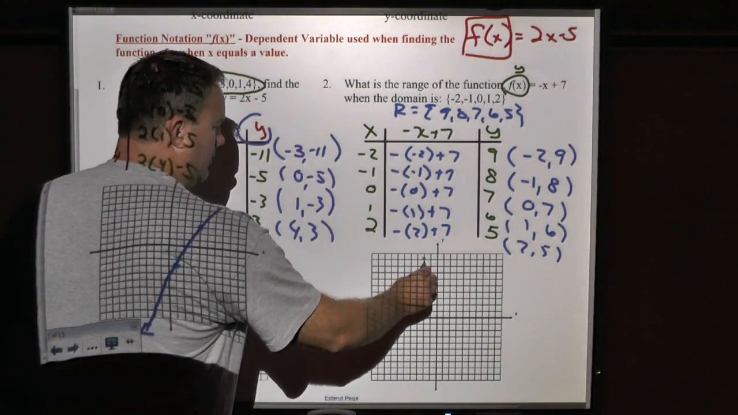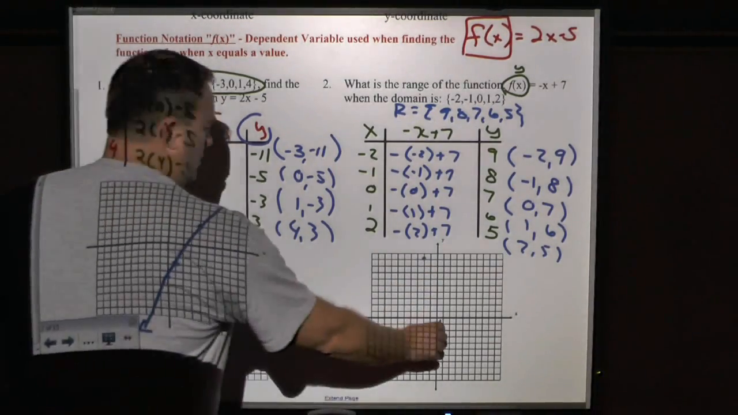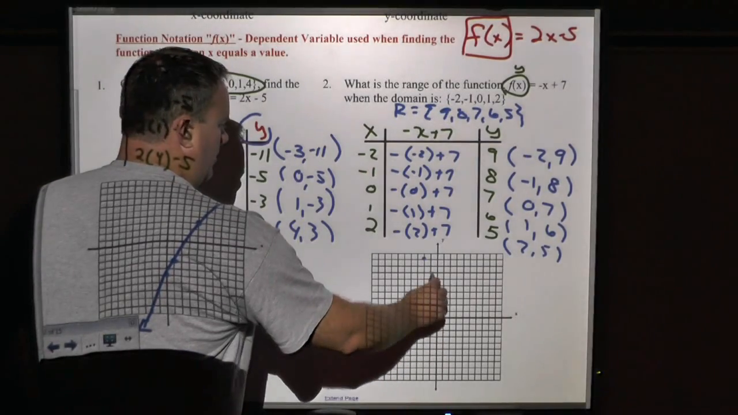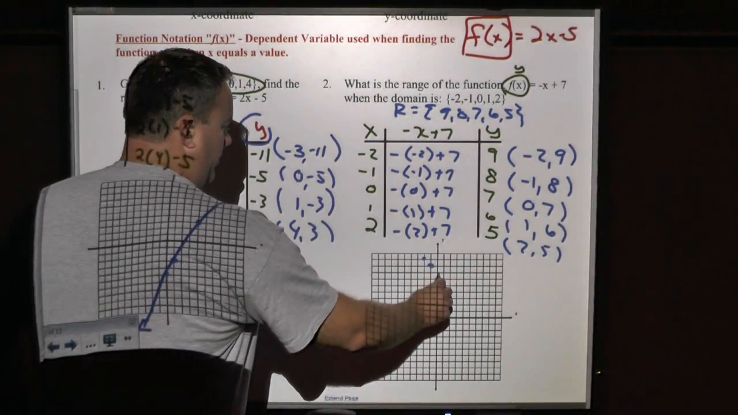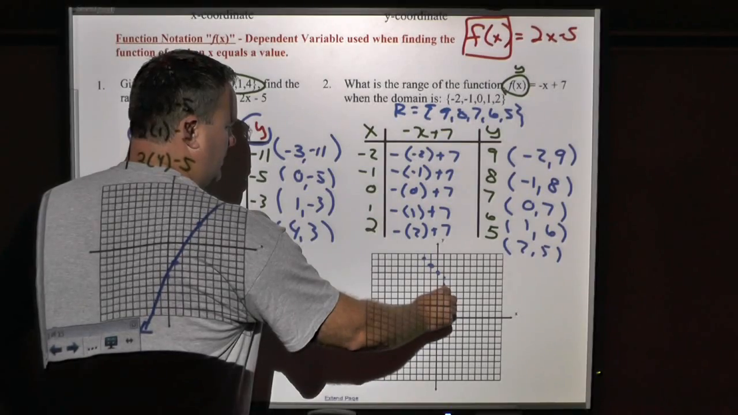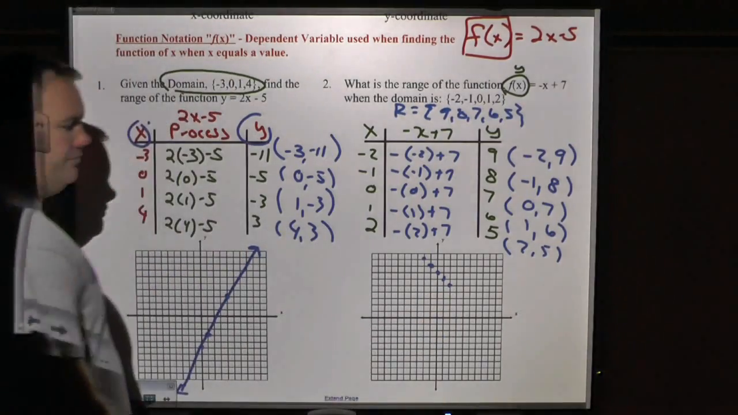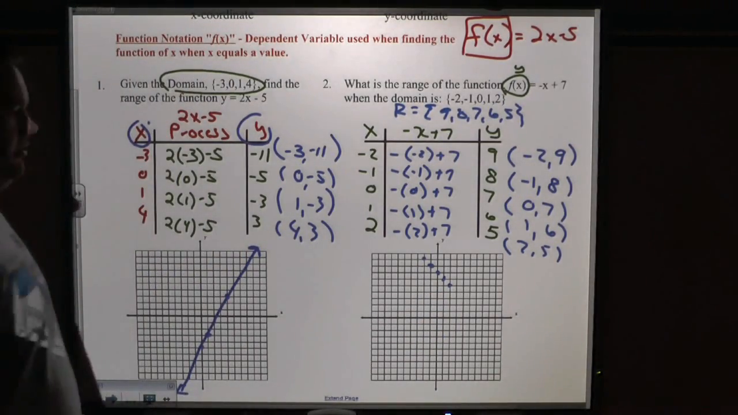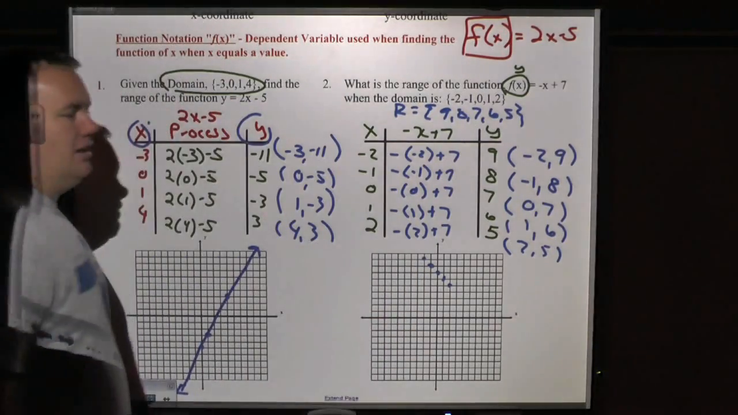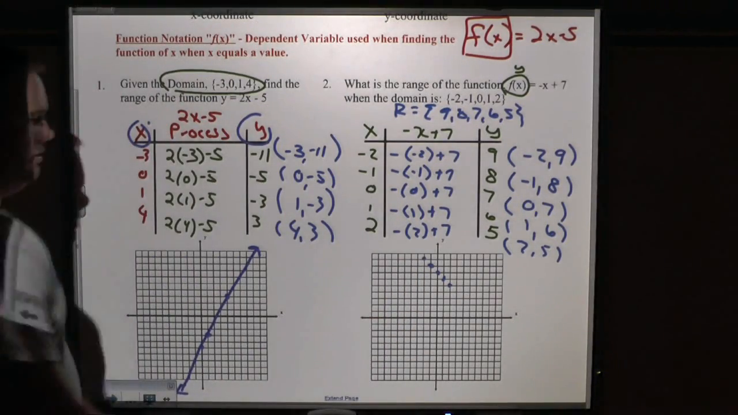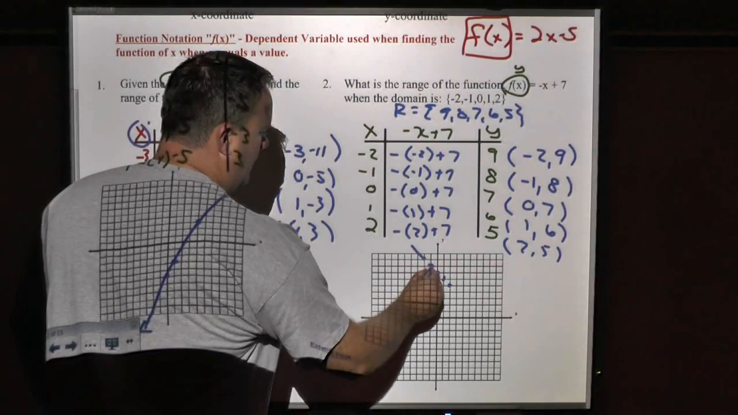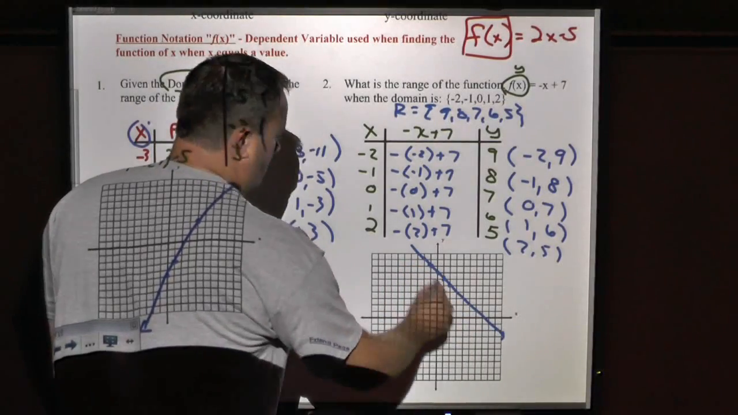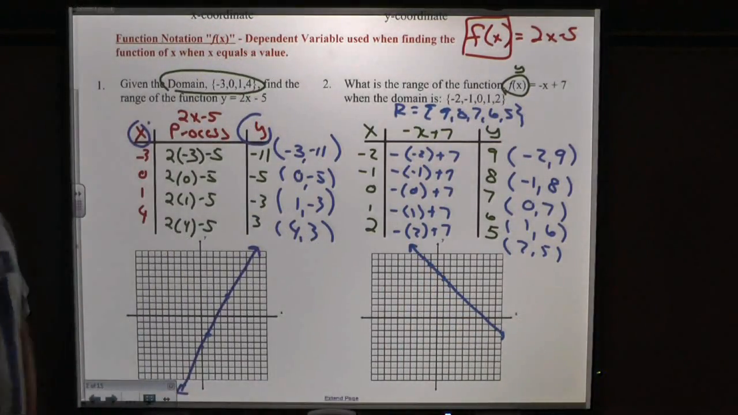-2, 9. -1 to the left, 8. 0, 7, 1, 6, and 2, 5. And you can go through and check those, and you can do them on your own. But hopefully, again, you'll notice a line form. In this case, a straight line. If you're not getting a straight line on these, there's probably something wrong. Okay? All right. So those are the first 2 examples. Let's go to the next one.